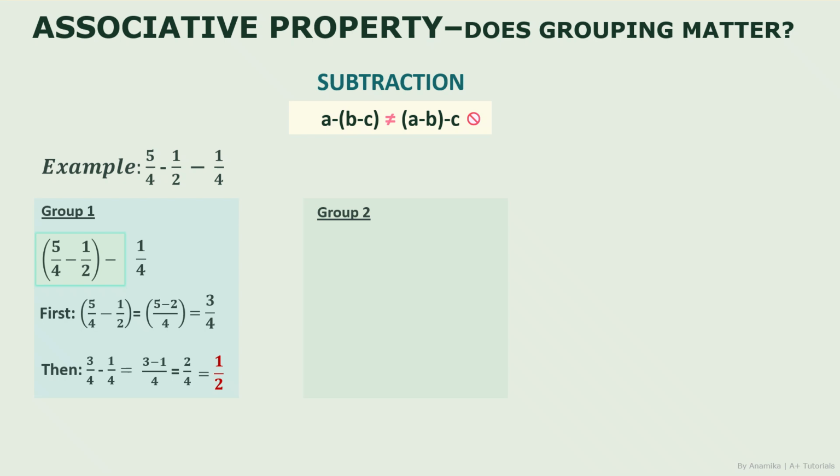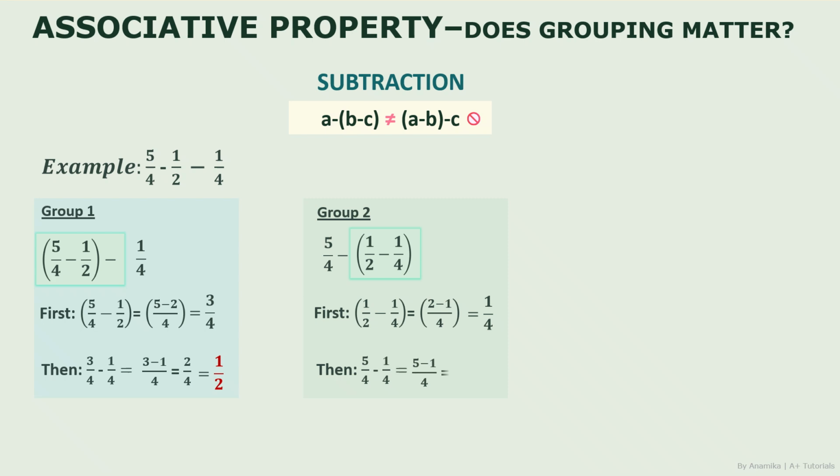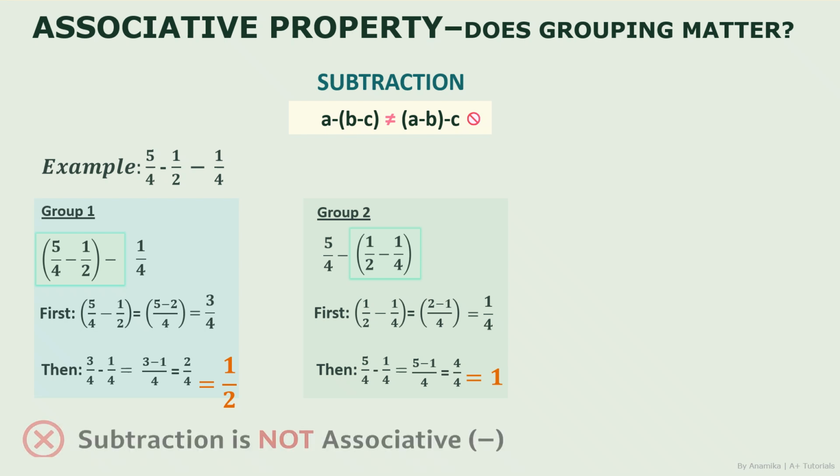Now group it differently. 5/4 minus 1/2 minus 1/4. Start inside the brackets. 1/2 minus 1/4. LCM is 4 again. So 2 minus 1 over 4 equals 1/4. Now subtract. 5 minus 1 over 4 equals 4/4. That is equal to 1. 1/2 and 1. That's a different result. So subtraction is not associative.